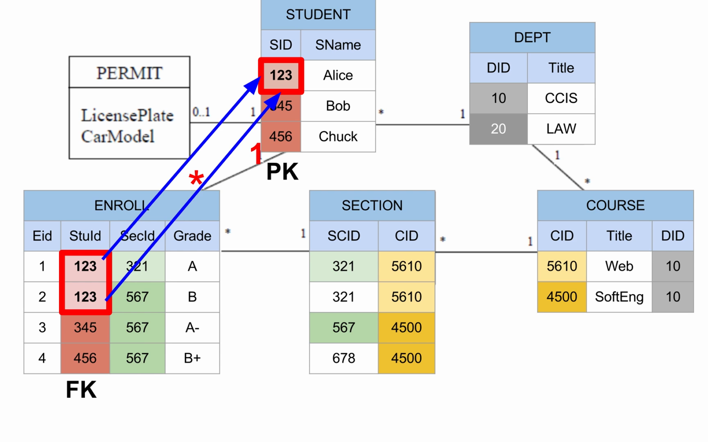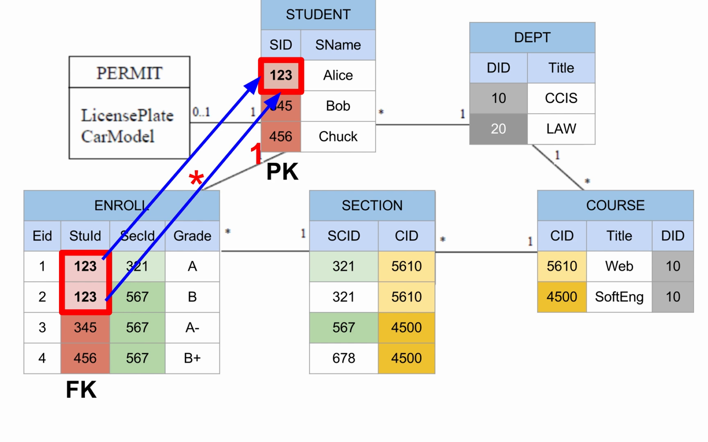So notice that we have Alice here that has a 1, 2, 3, right? There's one Alice over there, but notice that Alice has 2 enrollments over here. And this is what we mean: a 1 on that side, and we have a star on this side. There might be many on this side for each one that is over there.